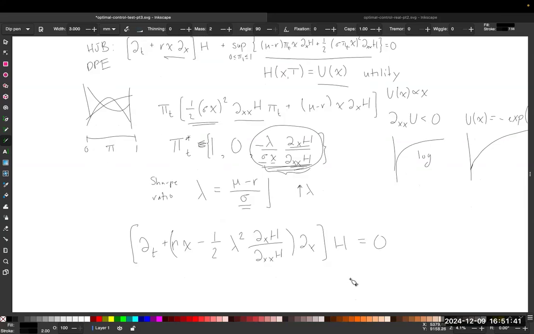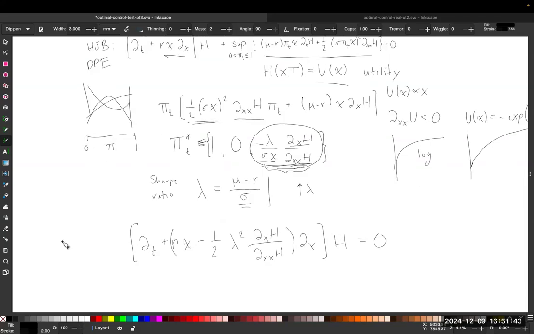Right. So this is the HJB with that control policy, this particular control policy plugged into it. Right, and then subject to our terminal condition.